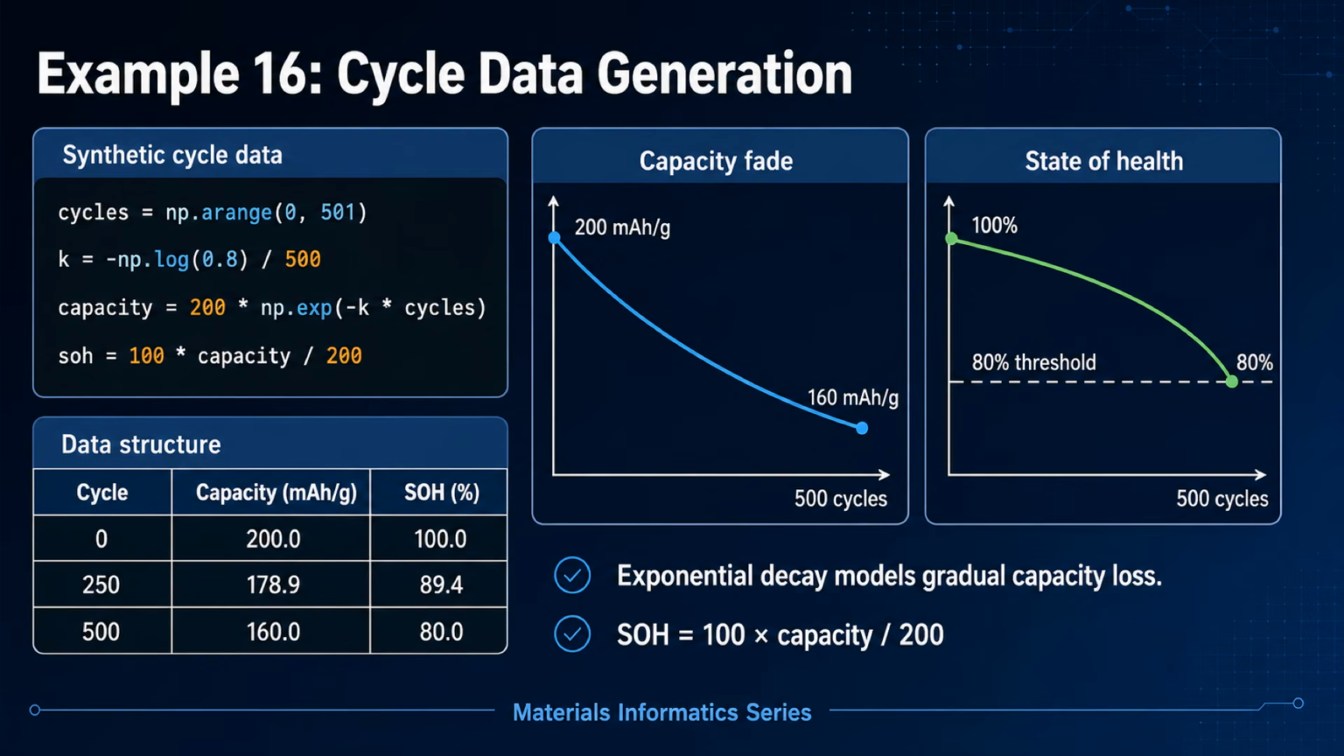We model capacity fade as an exponential decay plus random noise, starting at 200 milliamp-hours per gram and declining over 500 cycles. State of health as a percentage shows the same trend, with the critical 80% threshold marking end of life. In practice, you'd load real cycling data from Battery Data Genome or your own experiments.